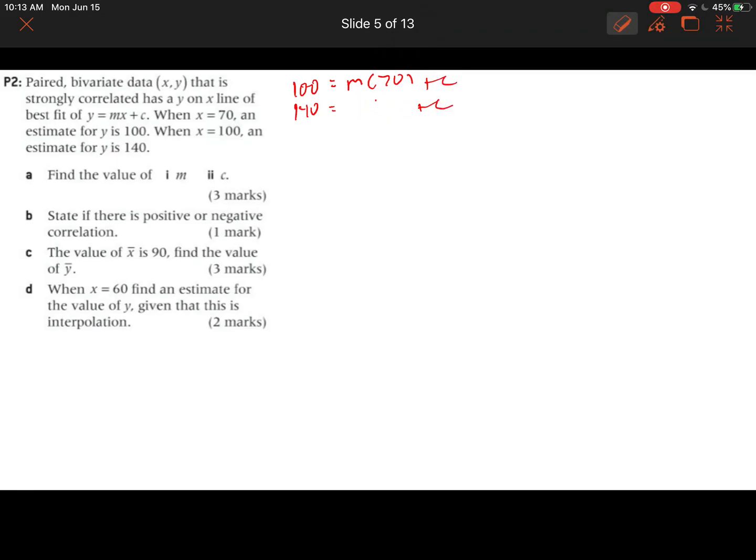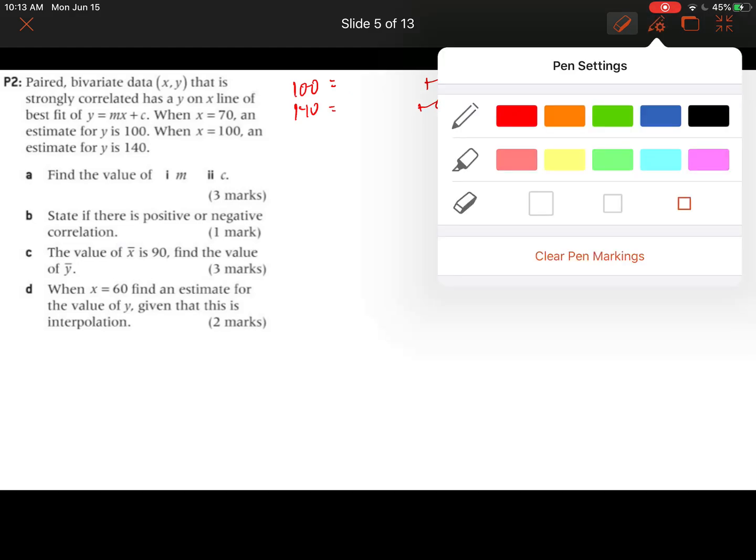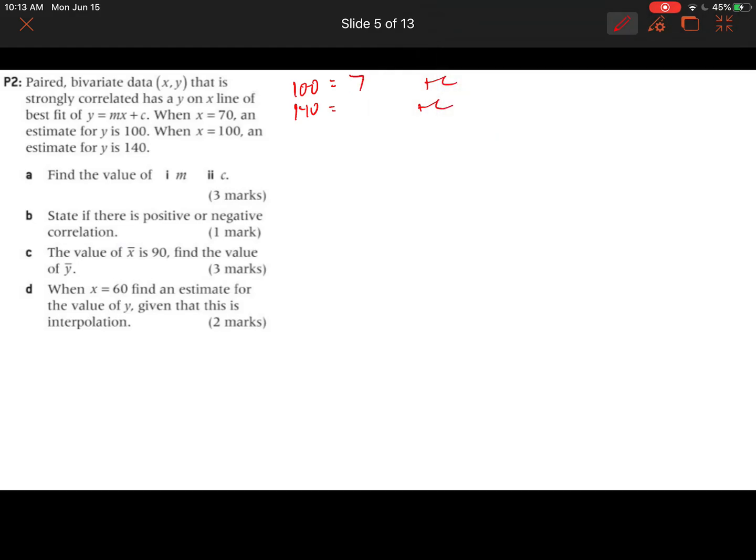I'm going to really quickly rewrite these to not look so stupid and do 70m and 100m. Well, there's lots of different ways that we can solve the system. I'm going to subtract one equation from the other, so that gets me negative 40 equals negative 30m. Dividing by negative 30, that's going to get me 4/3 is equal to m. And that means that I can figure out what c is.